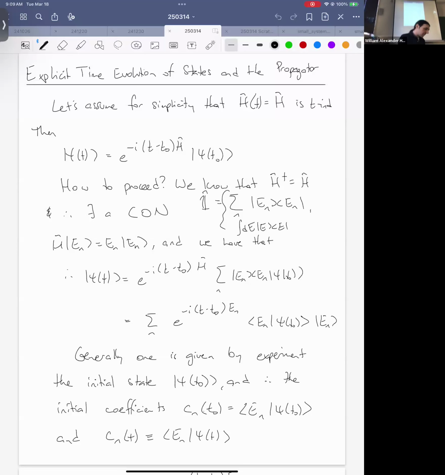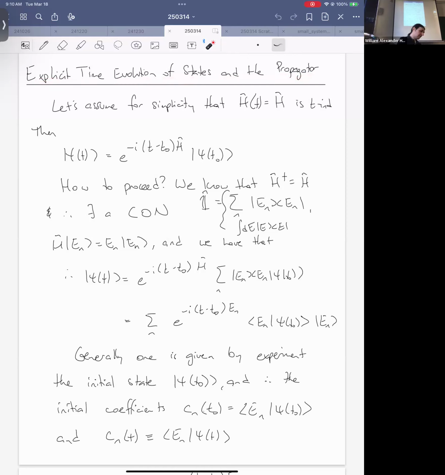Great. So let's just do a quick review of last time and spend a little bit of extra time on the active versus passive transformations, which will be relevant for what we're talking about today. So last time we talked about the explicit time evolution of states in the propagator.